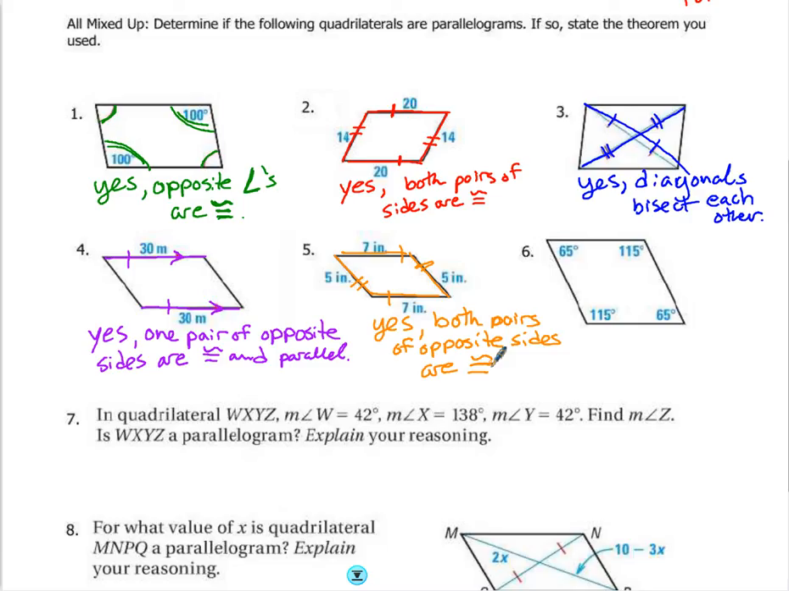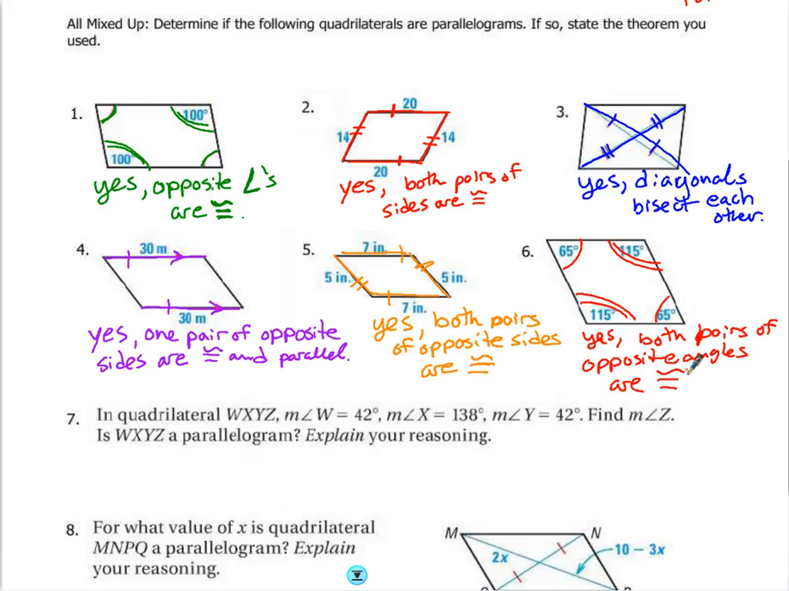So last but not least here, they're giving me angles. They tell me this is 65 and this is 65, meaning they're congruent. This is 115 and this is 115, meaning those opposite angles are congruent. So yes, this is a parallelogram because both pairs of opposite angles are congruent. So 1, 2, 3, 4, 5, 6.